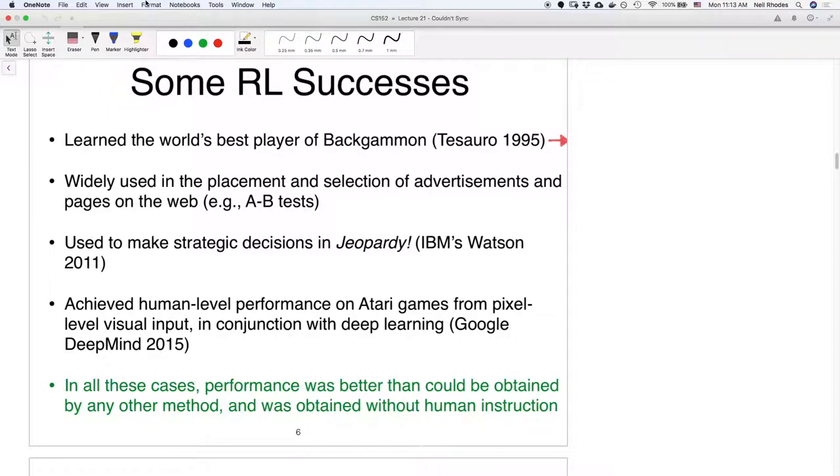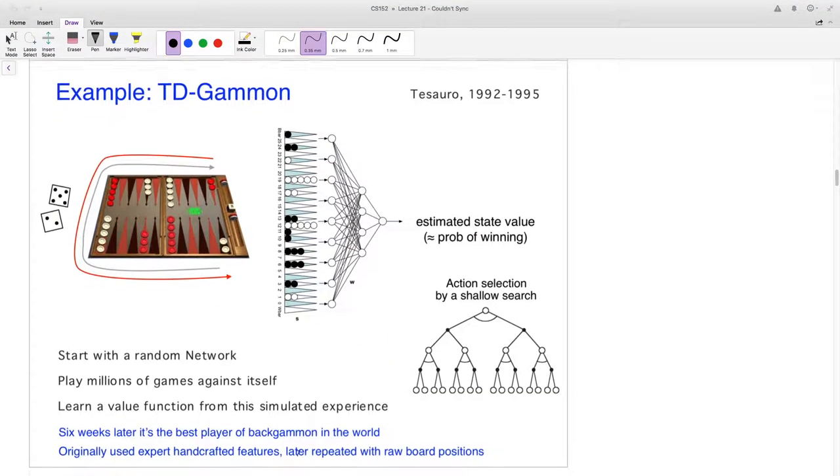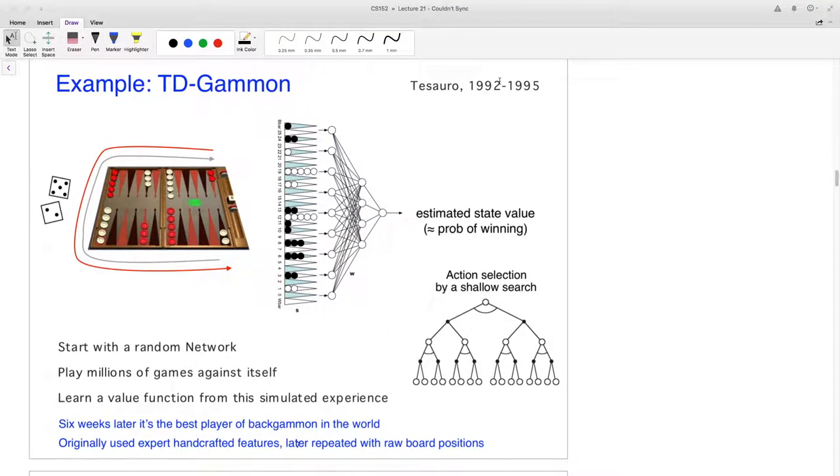Atari games, you may have all seen this. This is basically DeepMind a couple of years ago showing how reinforcement learning along with neural networks could learn to play Atari games. So let's look at an example, just a couple of these. TD Gammon, and again, what's most impressive is that it was so long ago, right? 25 years ago.